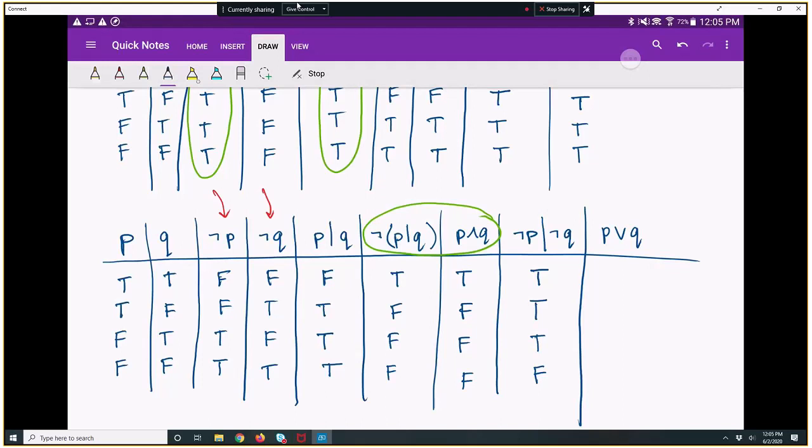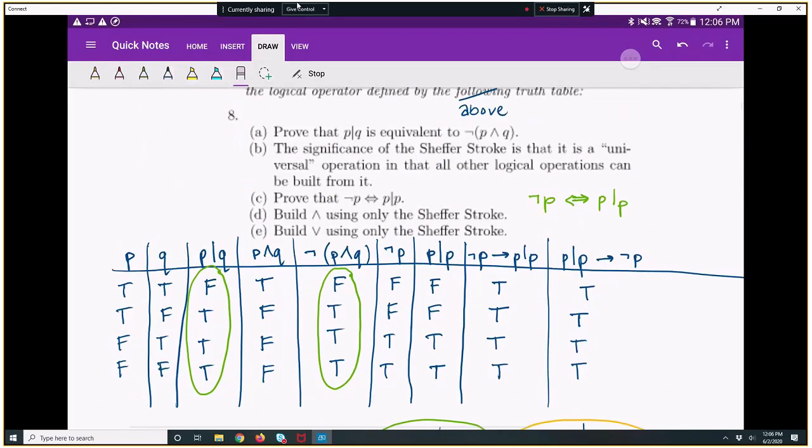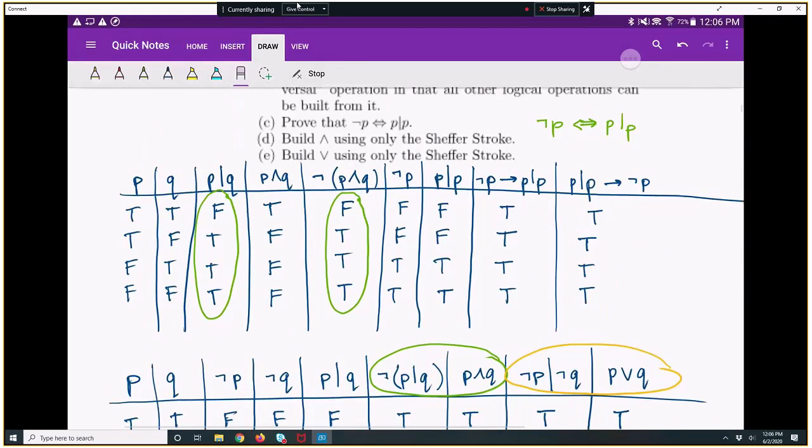Now I'm looking in the first two columns. So I have true or true is true. True or false is true. False or true is true. False or false is false. And again, we can see that these match. So this is how we'll build the disjunction P or Q using only this stroke. So that is the answer to that exercise.